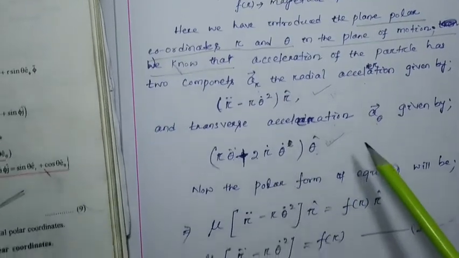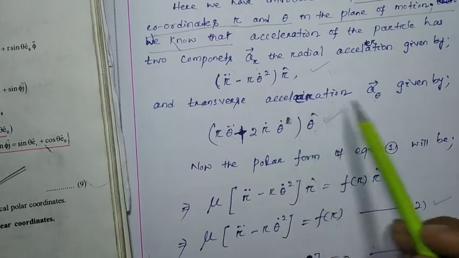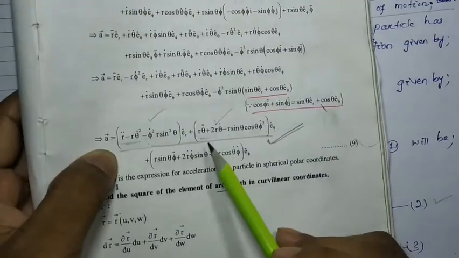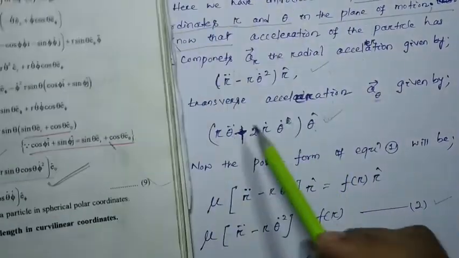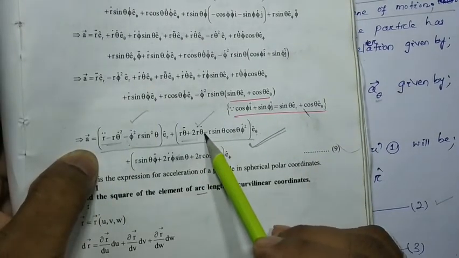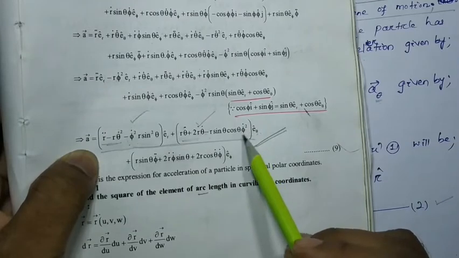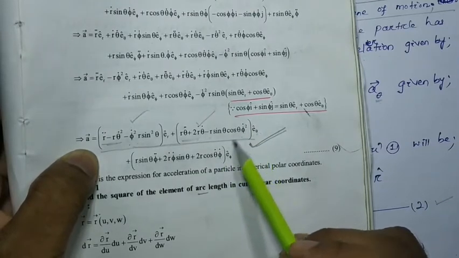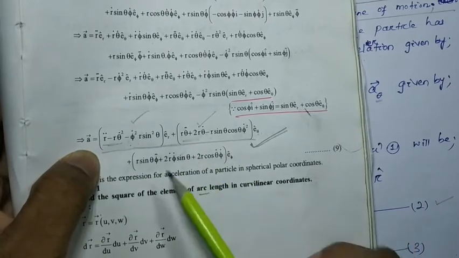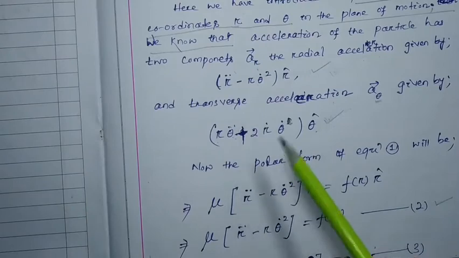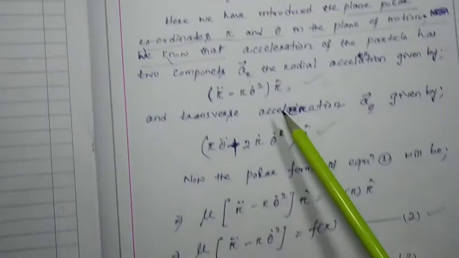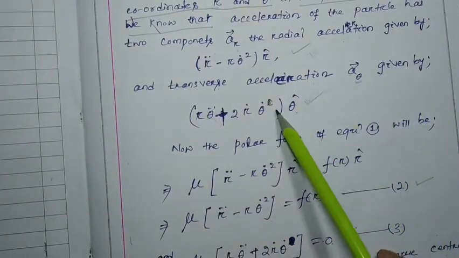Next, the transverse acceleration, or the component along theta, will be how much? It will be this one: r theta double dot plus 2 r dot theta dot. This belongs to the theta component. As this term contains phi, it is not to be considered, and the phi component itself, the whole component, is not going to be considered. So we found the two components: A_r, the radial acceleration, is given by this one, and the transverse acceleration A_theta is given by this one, right?